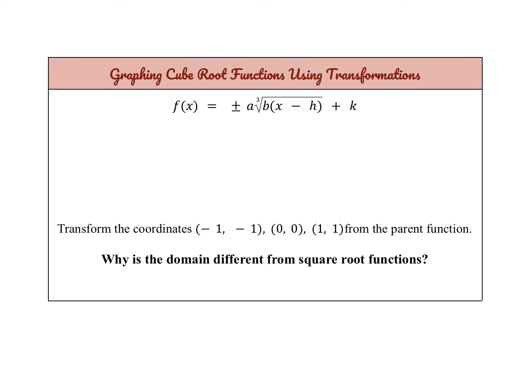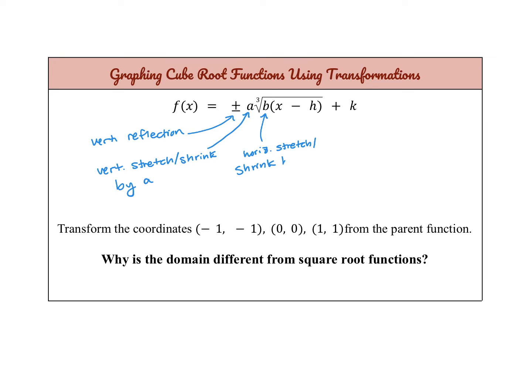So this is going to be very similar to the last lesson when we were graphing square root functions. So just a quick review of the different transformations. If you see a negative out front, that's going to be a vertical reflection. If you see something multiplied to the front, that's going to be a vertical stretch or shrink by a factor of a. If you see something multiplied on the inside of your cube root, that's going to be a horizontal stretch or shrink.